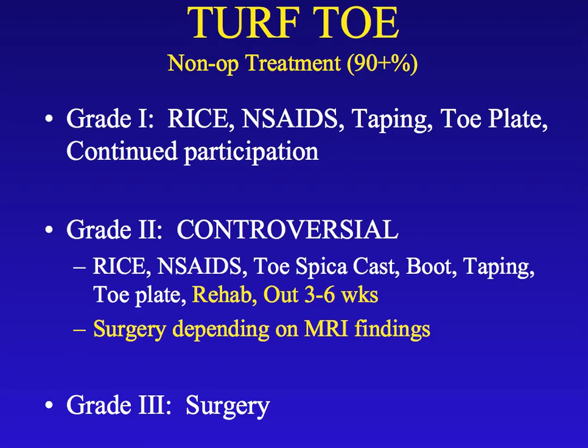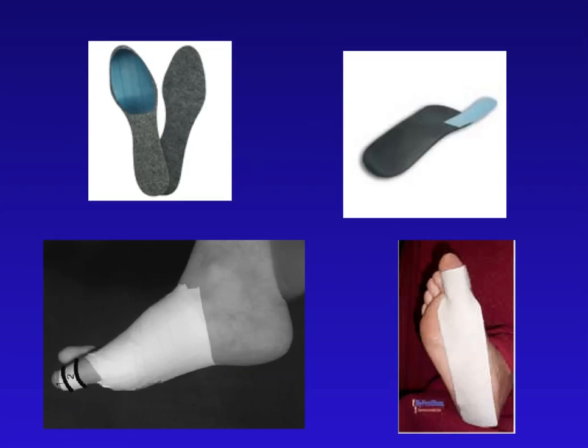The grade 2, as you see, is controversial, and you would certainly try to treat them non-surgically, and if they fail, then they might become a surgical candidate. Grade 3 does require surgery, and we'll talk about that a little bit more in detail. Here are some of the inserts and splinting materials that you can use for the toe, and you can see they're all designed to prevent that toe from being pushed upward.